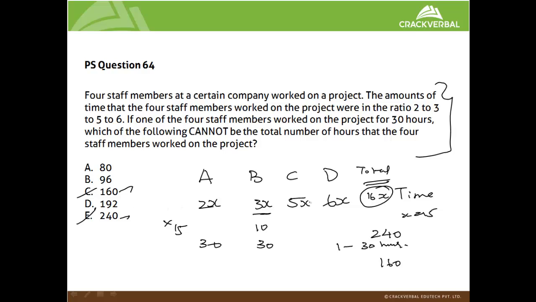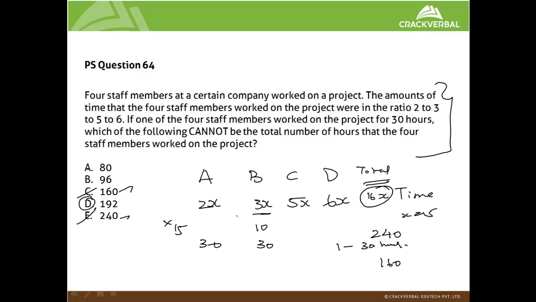Will I get it from 5x and 6x? Definitely you will not get it from 5x and 6x, because 2 into something is getting you a bigger number, 3 is getting you a smaller x, so 5 will definitely get you a much smaller number than 2 and 3, and 6 of course would be an even smaller x. So in that case, you cannot have answer choice D as your total number of hours. So anyways, the answer has to be D here.